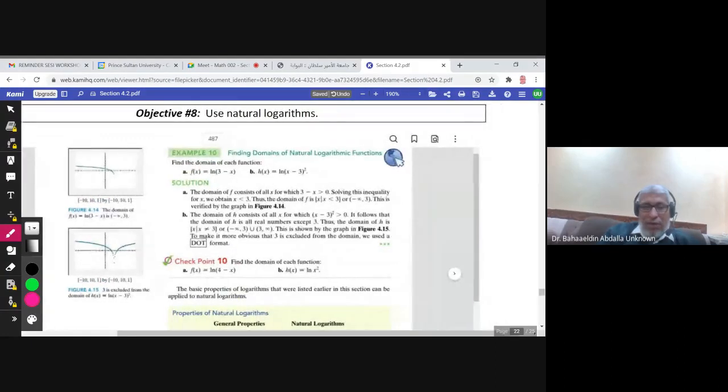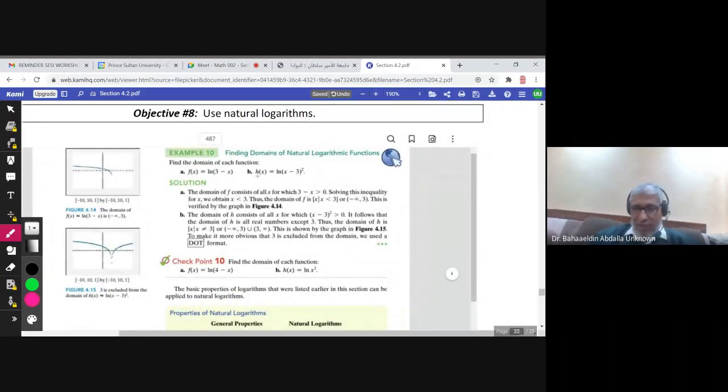Okay, here we solved a question similar to this one. Find the domain again. So the domain of this function, we put 3 minus x greater than 0, and we solve it. So we get x less than 3, and the domain would be from negative infinity to 3. If you have x minus 3 to the power 2, then this is always true, except at 3. So the domain would be all real numbers except 3, or from negative infinity to 3, union from 3 to infinity.